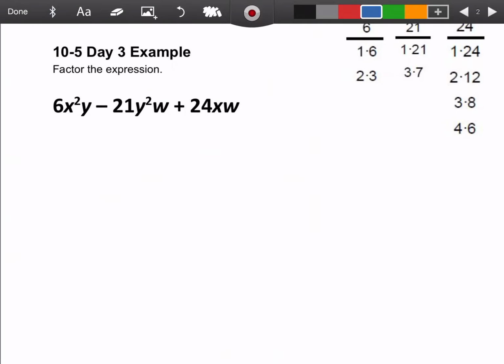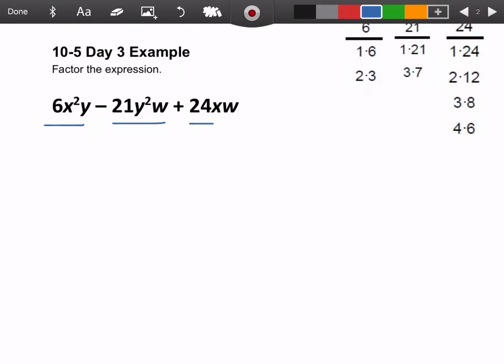The next example that we're going to go through, hopefully, so you have 3 terms here, and you can take a look, and I want you to compare the variables here. So just the variables. So the numbers, we have common factors that are over here that we're going to use. But the variables, in the first term and the last term there's an x, but there's no x in the middle term. In the first 2 terms there's a y, but there's no y in the last term. And in the second and third term there's a w, but there's no w in the first term.